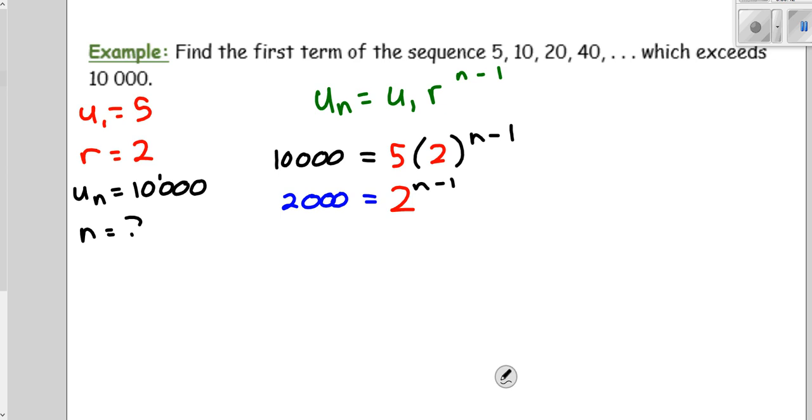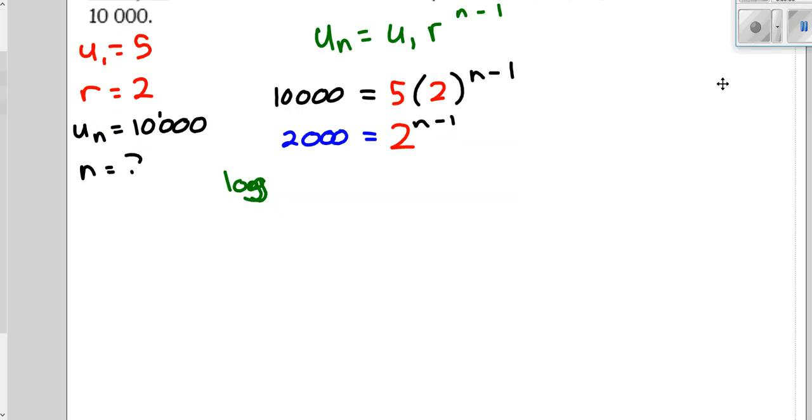And now, luckily, we can log both sides. We can get a log of 2,000. So now log of 2000 equals, if you're comfortable with doing that, you can go straight to this.